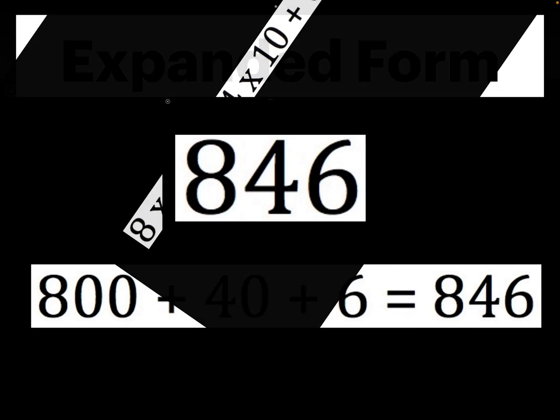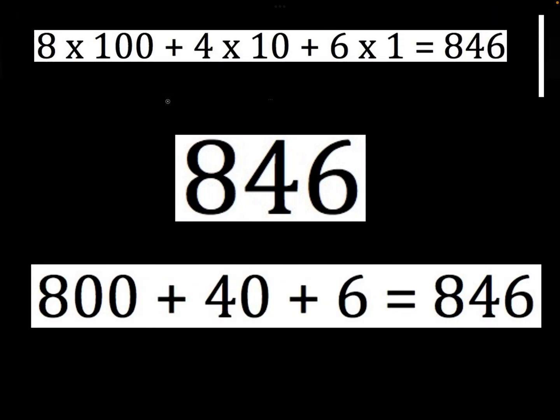Now the other way we could write it, 8 times 100, we know that's 800, plus 4 times 10, we know that's 40, plus 6 times 1, we know that's 6. So that's essentially what we're doing with expanded form.